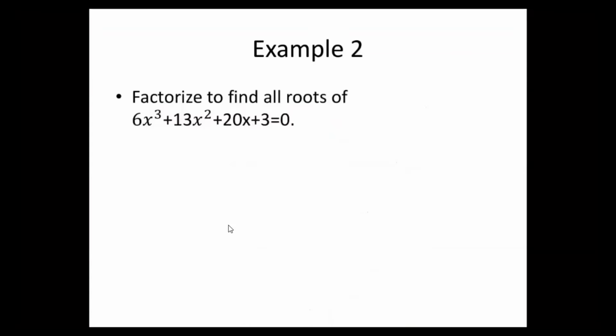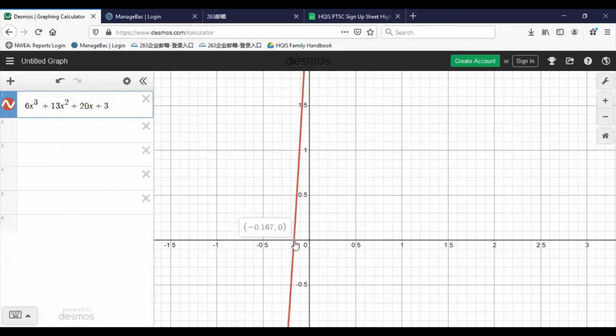Let's work on one more. Factorize to find all the roots. So let's go back to our calculator. If you divide 1 by 6, it's about 0.16666, an unending number. So I guess it's going to be negative 1 over 6. I can kind of guess. Let's go back to the iPad.